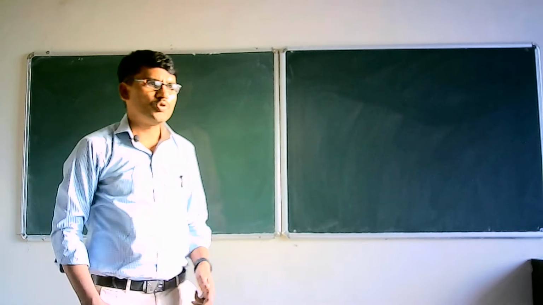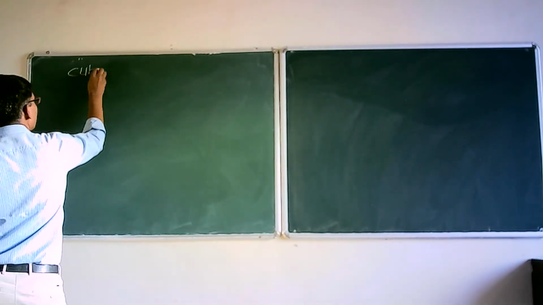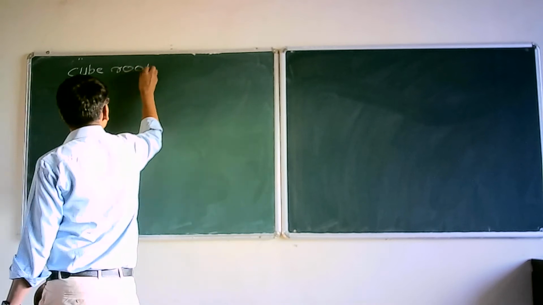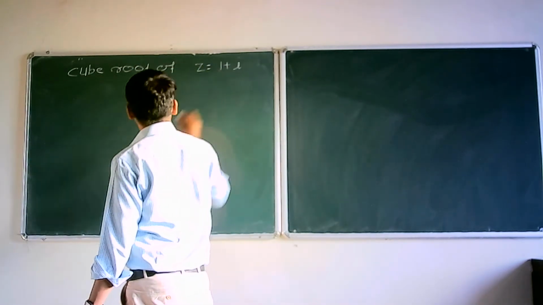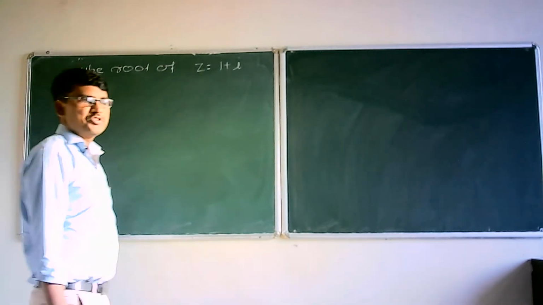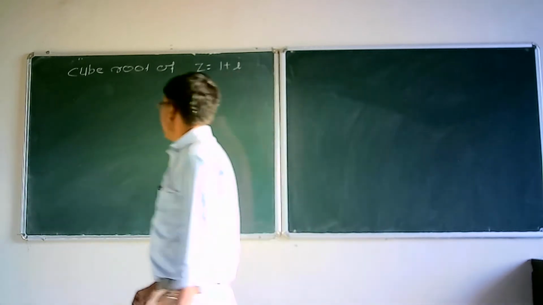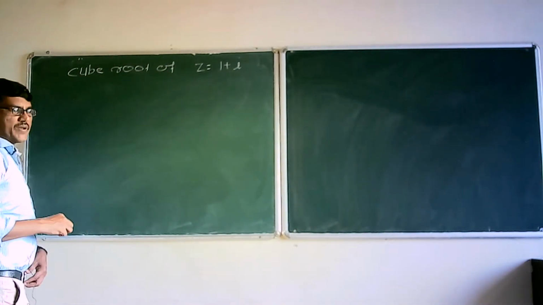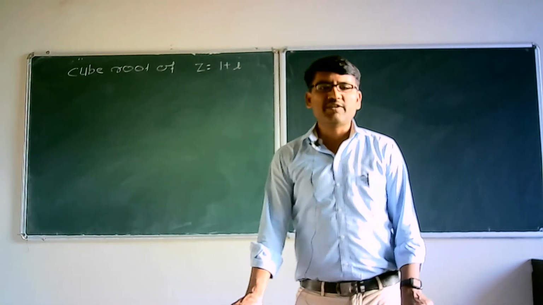find the cube root of z is equal to 1 plus i. Find the cube root of z is equal to 1 plus i. So here we want to determine three roots of this complex number. For that we want to write this complex number in polar form. So what is the polar form? For that we want to determine r.